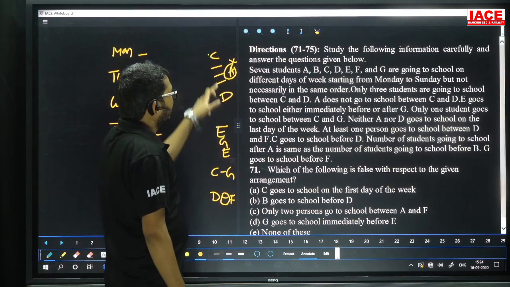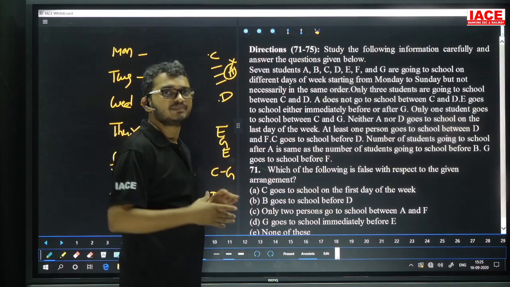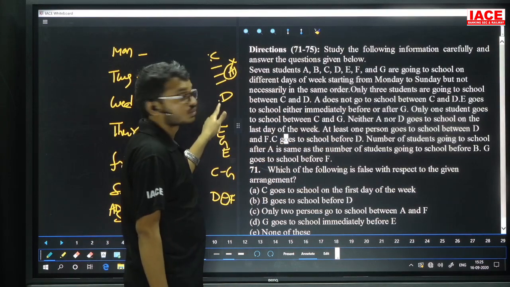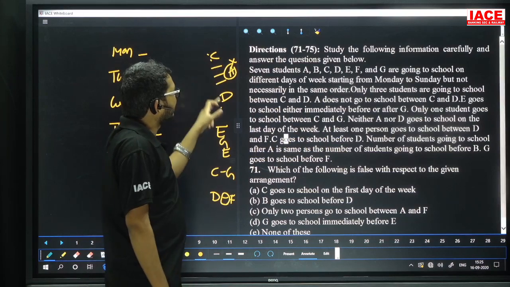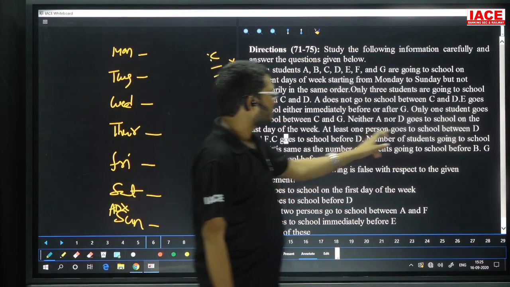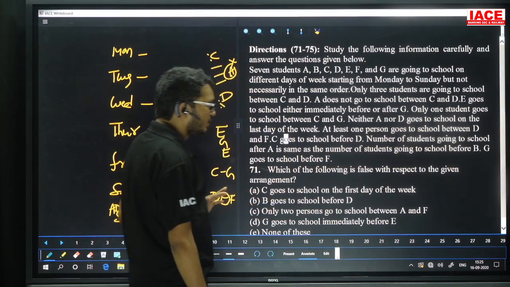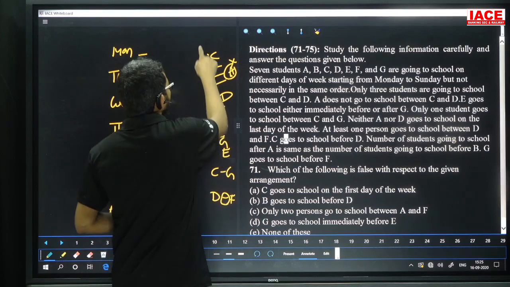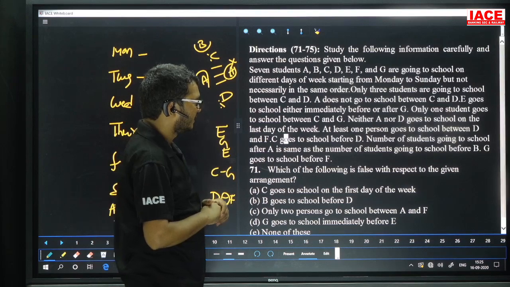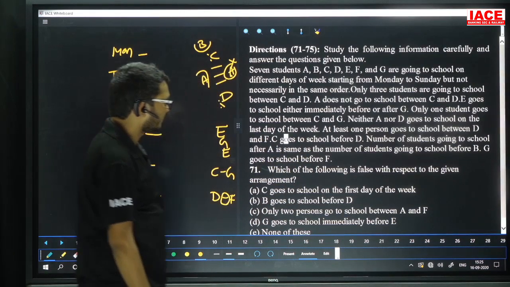Between C and D, three people are going, but we don't know whether C is before D or D is before C. But now it is given that C goes to school before D. Between C and D, no chance to take A. Next one: the number of students going to school after A is the same as the number of students going to school before B. Next one: G goes to school before F.